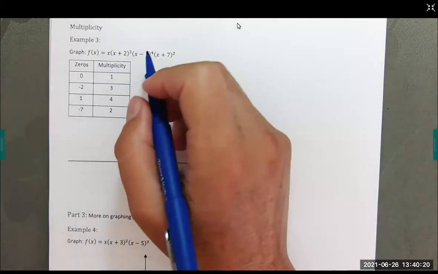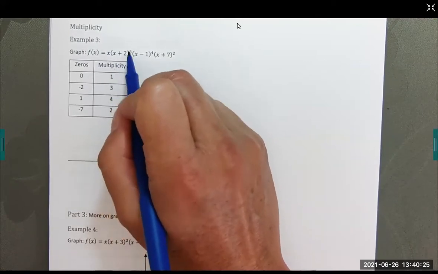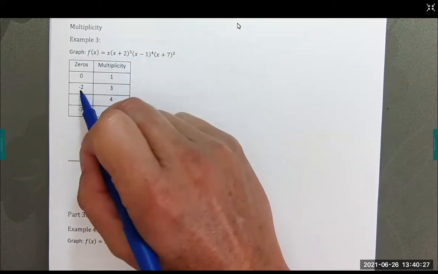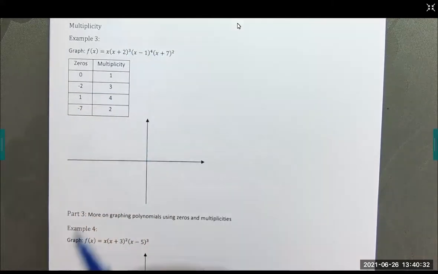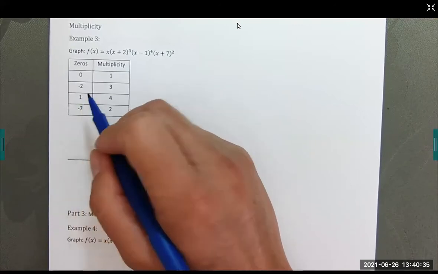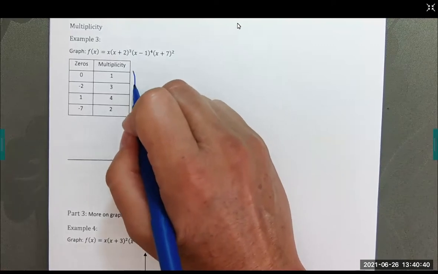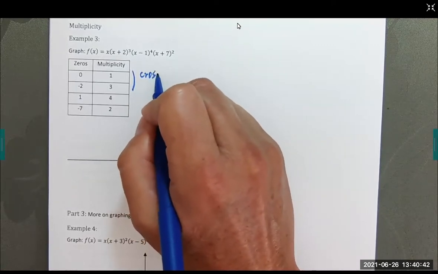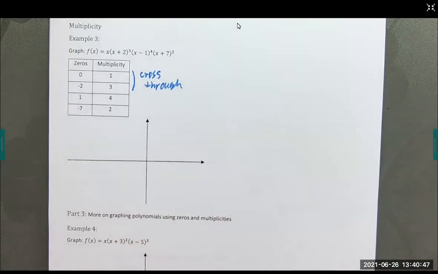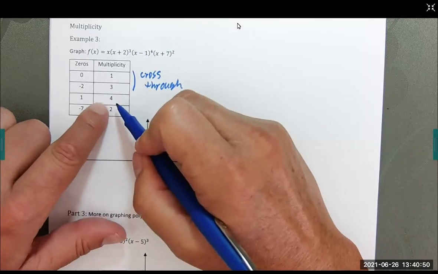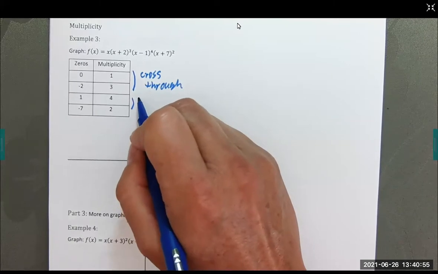Multiplicity are the exponents that you see. So the 0, that's x to the first power, so it's multiplicity 1. The x plus 2, that means the 0 is -2, has a multiplicity of 3. And so when it's an odd exponent like this, these are going to cross through. Now, on these two, because they have multiplicities that are even, that's these last two here, these are going to bounce.